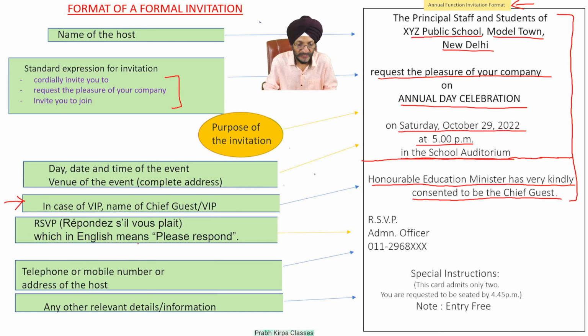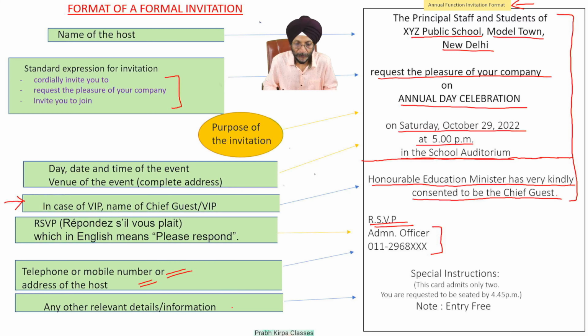As already told, then comes RSVP, which in English means please respond. To whom the response has to be given, whether you will attend or not attend. The name of the person has to be given, whose mobile or telephone number or address has to be given. Here, only the name of the administrative officer is written. Then comes the mobile number or telephone number.